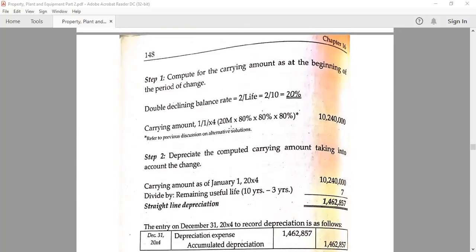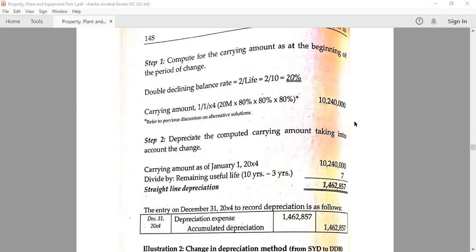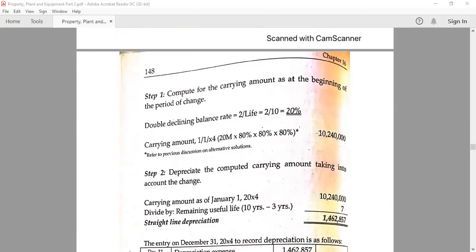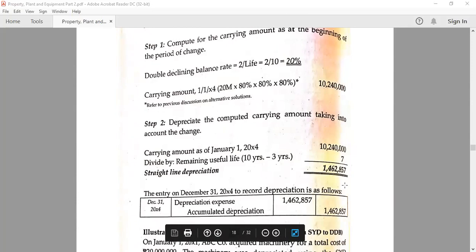So to get the shortcut of the carrying amount, this is actually an alternative solution that I did not discuss a while ago because I wanted you to focus on the tables, but we can actually make use of it for this. We can simply multiply 80%, 80%, 80%, and we get 10,240,000. Since this is the carrying amount, and based on the problem, we want to move to straight line, the carrying amount is to be divided by the remaining years. 10 minus 3 years equals 7. And we get depreciation expense of this particular amount and journalize accordingly.